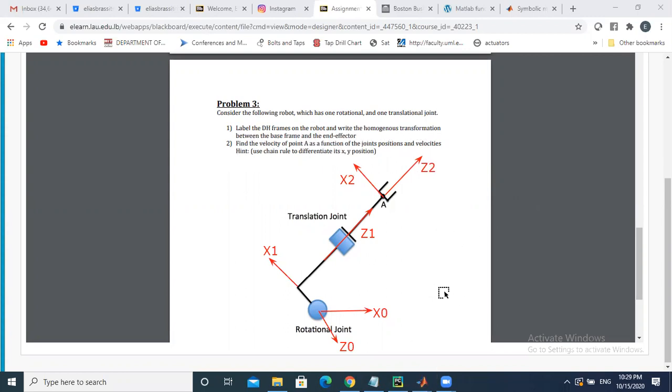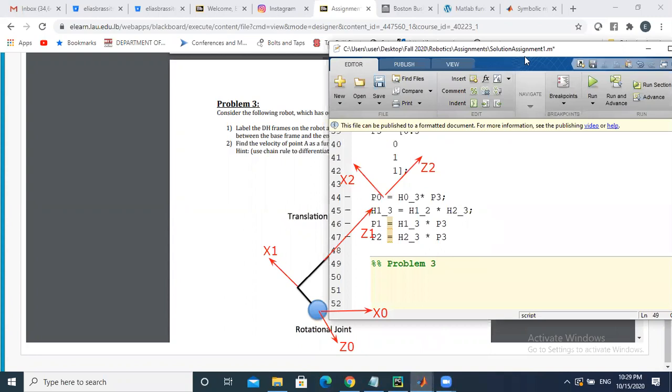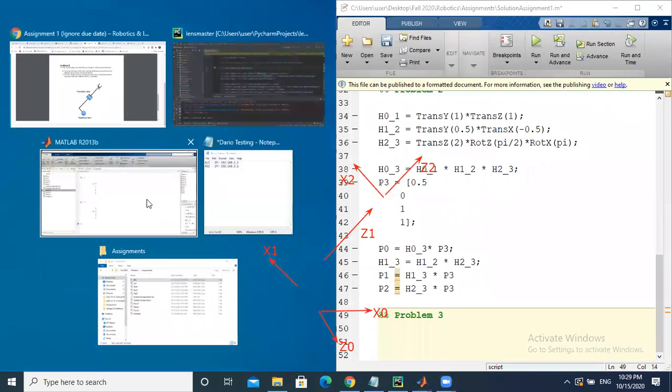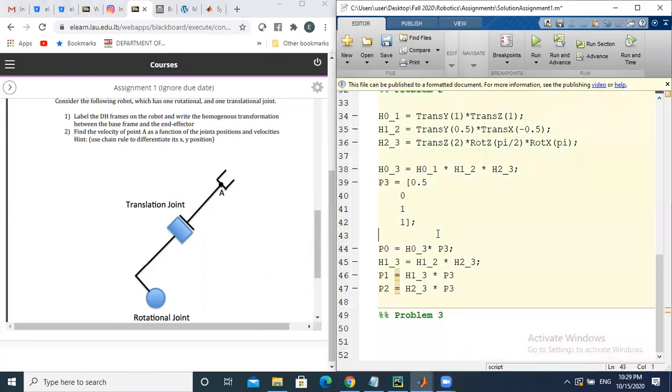Okay, so we have to write the DH here, right? All right, so let me clear the graph. So we got that, right? I'll clear all my drawings. So we have to get our DH transformation, right? So what is my DH? H01 is a DH function, right?